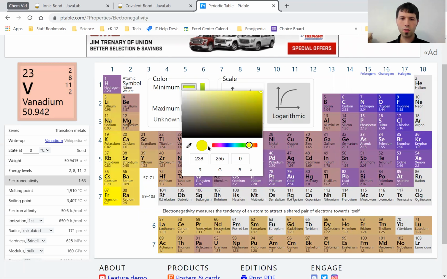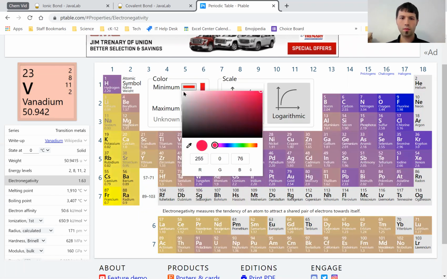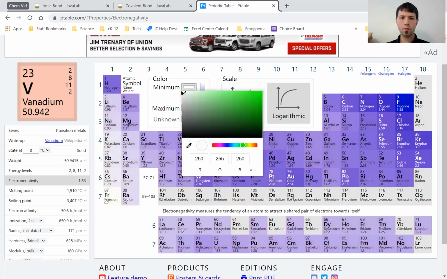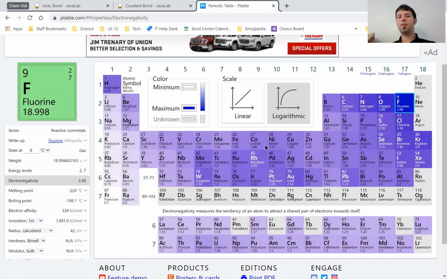It's going to let me choose white. Okay, good. So now I have this set up. Elements with high electronegativity are blue, and elements with weak electronegativity are white. I don't know if you're going to be able to read it on this video.